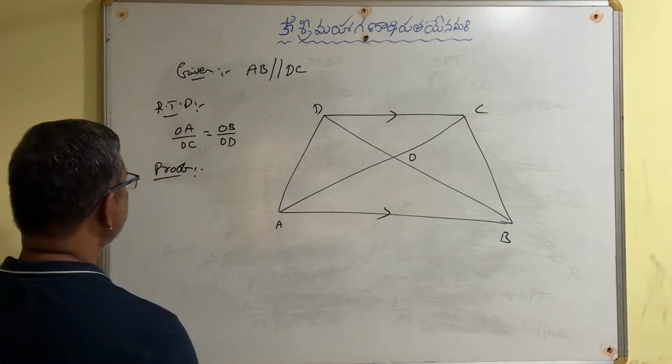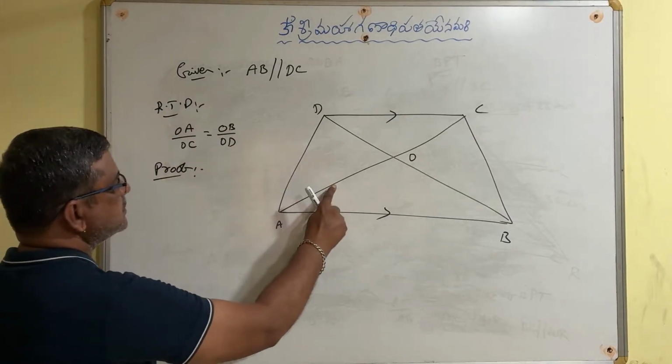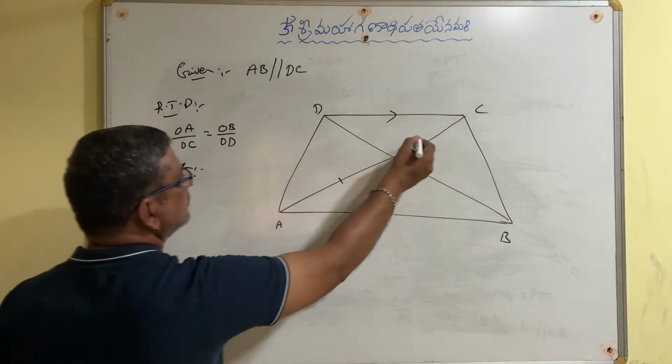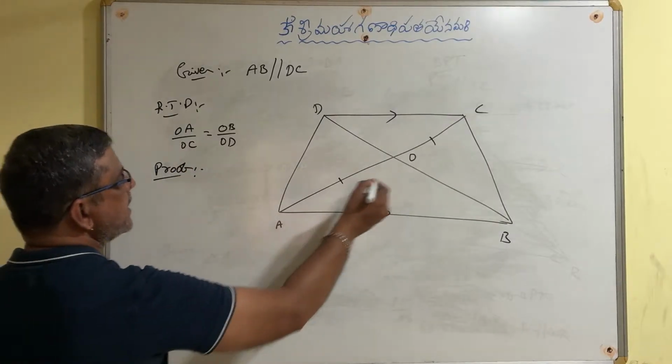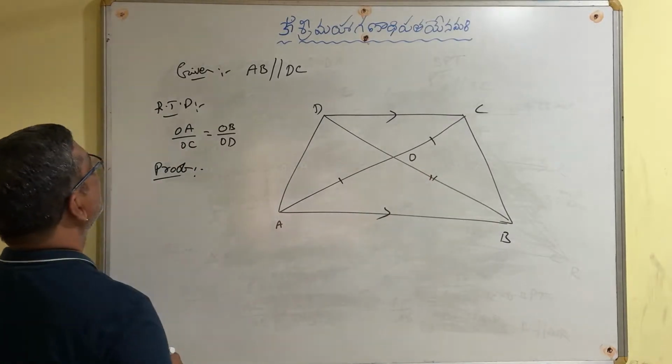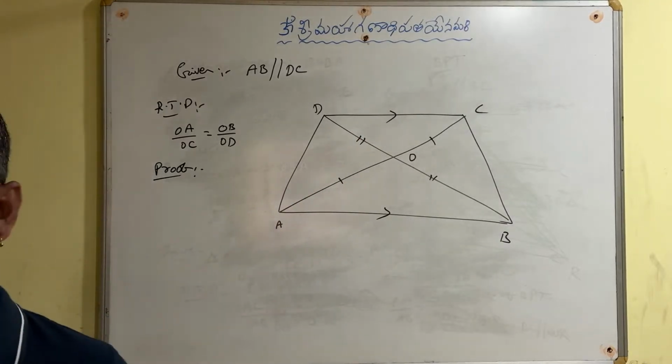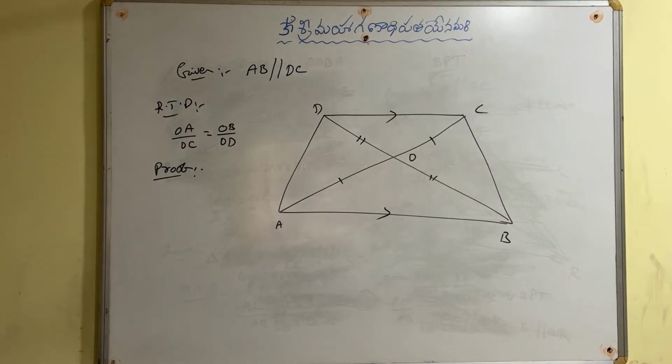See here, OA means this one. OC, this one. OB, this side. OD, this side. I am marking OA, OB, OC, OD. Don't feel that they are equal, I am just marking them. Okay?